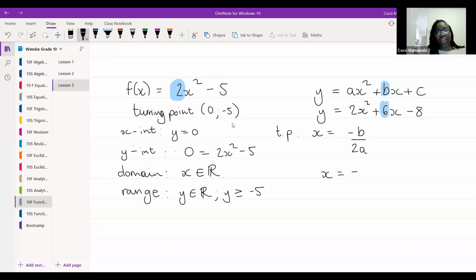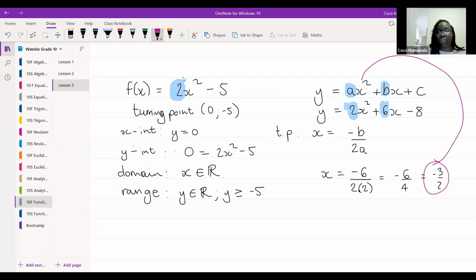So I write minus 6 over 2 times, what is my a value? It's 2, good. So we go -6 over 2 times 2. My turning point is at the x value -6 over 4, which is the same as -3 over 2. That's the x coordinate of my turning point. Then I can take this value and put it back into this formula to find my y value. But we only learn that in grade 11 once we are used to the graph.